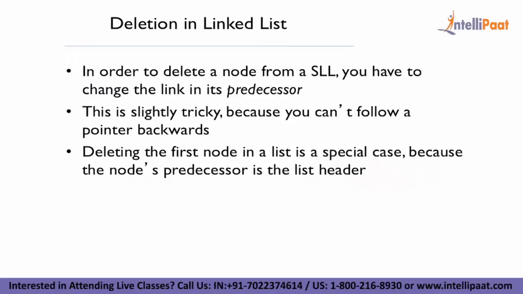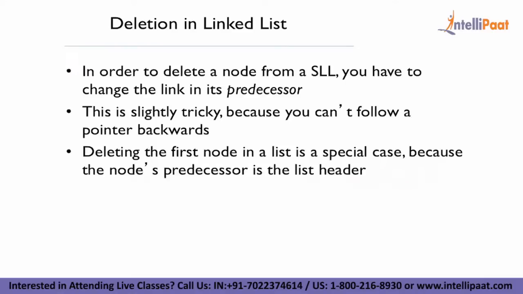In this case, if we want to delete B, what we need to do is change the link of A, that means the next portion of A. A should point to whatever B is pointing to. Now B is pointing to C. So to delete B and maintain the linked list, A should point to C. So the predecessor should point to the next element of the current node. It is slightly tricky because you can't follow a pointer backwards.